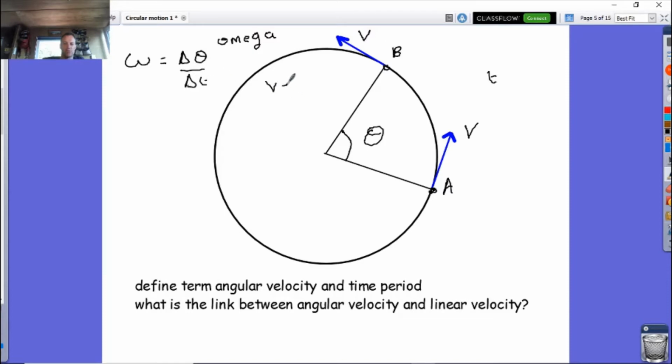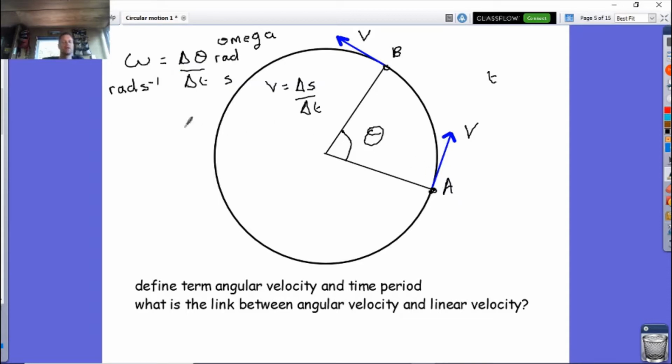To remind you, before we said v was going to be delta s over delta t. What I'm doing now is taking the distance into an angle. This is why we did the prep work: we measure the angle now in radians. We don't use degrees. We use time in seconds. So this is going to be radians per second.